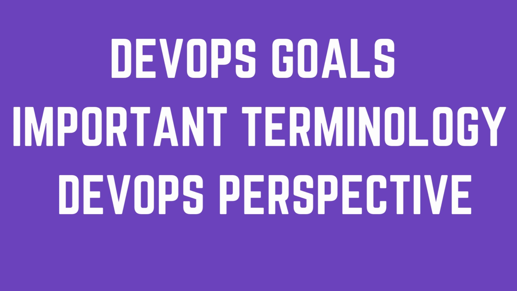DevOps perspective: cooperation rather than silos. Viewpoint: dismantle the conventional divisions that exist between the development, operations, and other teams. Complete automation. Viewpoint: for consistency and speed, automate as much of the software delivery pipeline as you can.